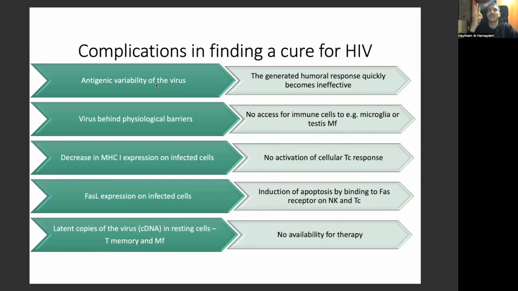The third way is that it reduces the expression of MHC1 molecule. Why is that important? Because cytotoxic T cell CD8 is not able to kill the cells infected by this virus, because this virus decreases the amount of MHC1 on its surface, which is needed to bind to the CD8 cells and initiate cytotoxicity.